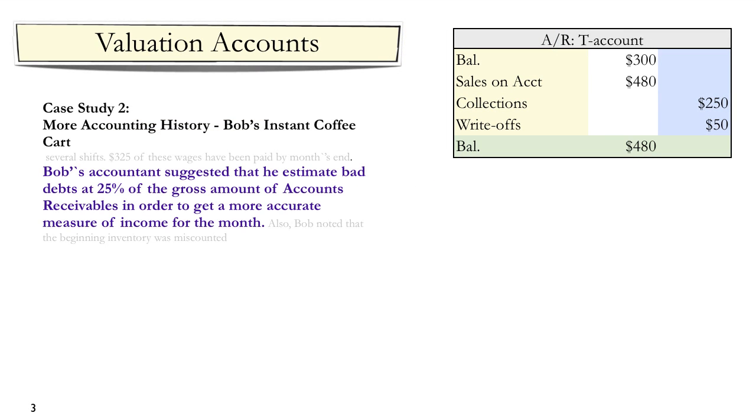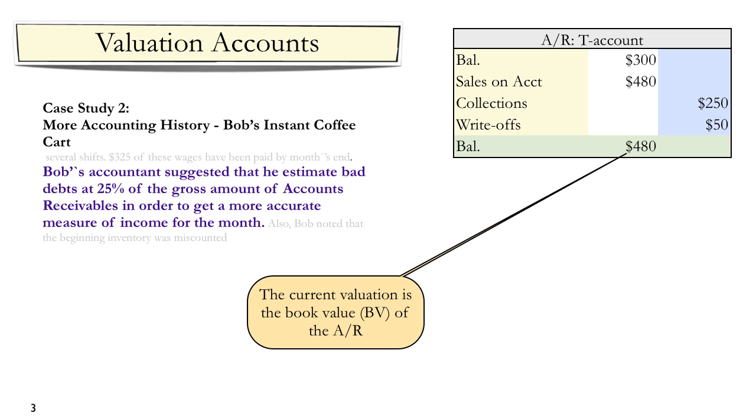A valuation account is an account that's used to offset the value of another account. In this case, we're going to look at accounts receivable. At the end of the month, Bob's Instant Coffee Cart has $480 of accounts receivable. This is the book value of the accounts.